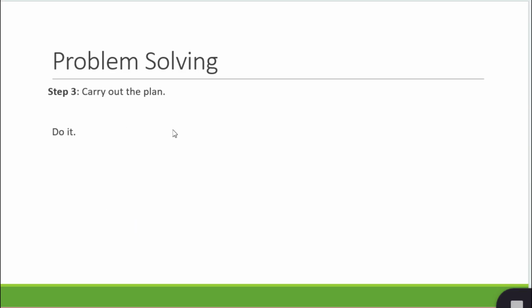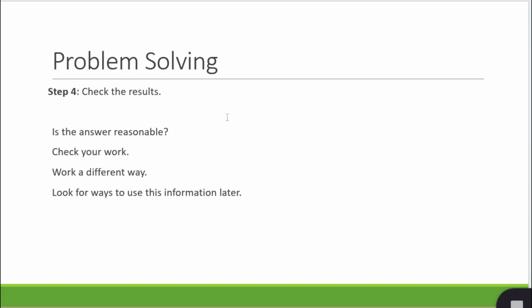Step 3 is carry out the plan. And all I'm going to say here is just do it. Once you've got the equation or the spreadsheet or the formula you're going to use, you plug the numbers in and just solve. And then step 4 is check the answers. All right. This first one here is pretty important. Is the answer reasonable? So let me just give you an example. Let's say that you are being asked to solve the speed of a car on the highway.